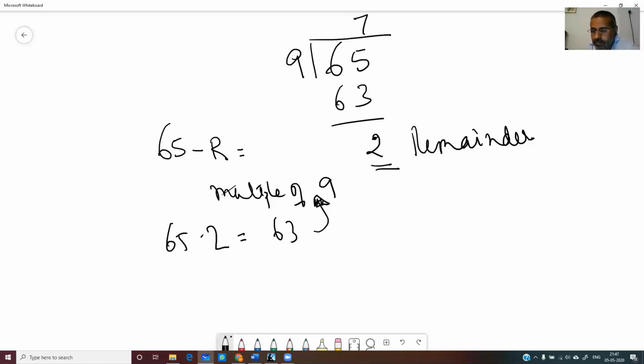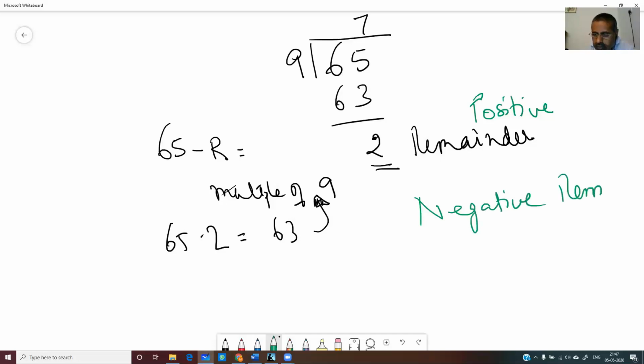Now there is a very important concept of a negative remainder. This is a positive remainder. I need a very important concept of a negative remainder. What is a negative remainder? Let's say 2 plus 7 will give you 9, isn't it? If you have a remainder of 2 here, 2 plus 7 will give you 9. So the negative remainder is minus 7. Minus 7 is a negative remainder.